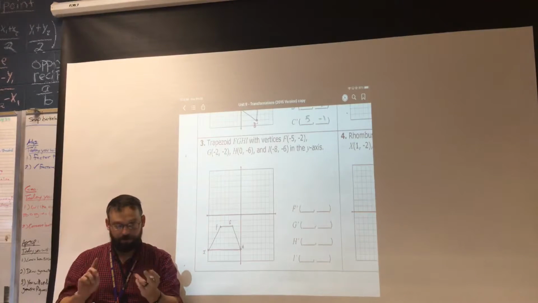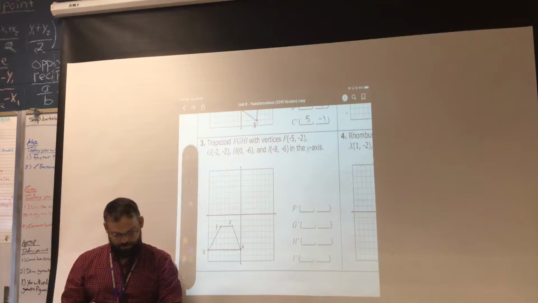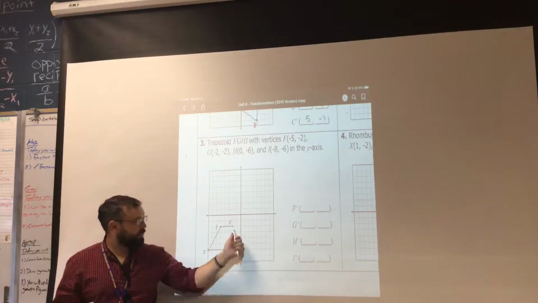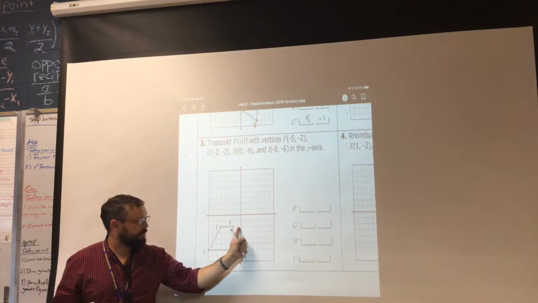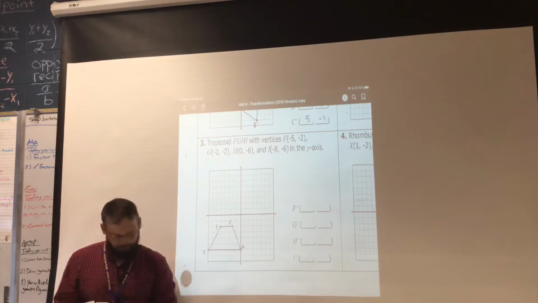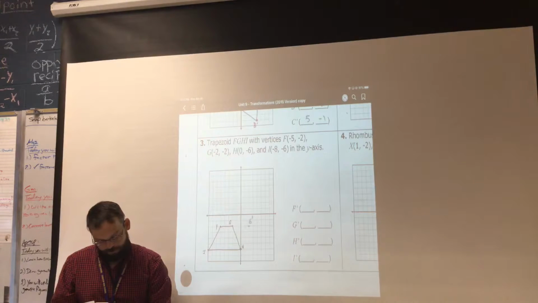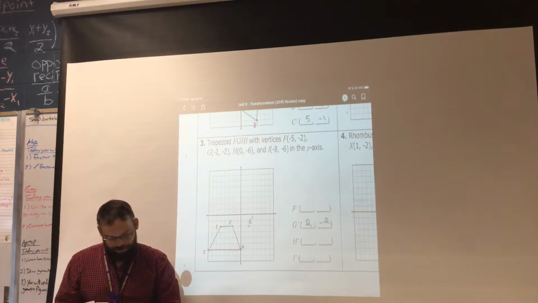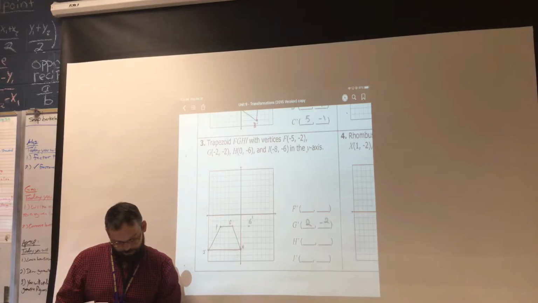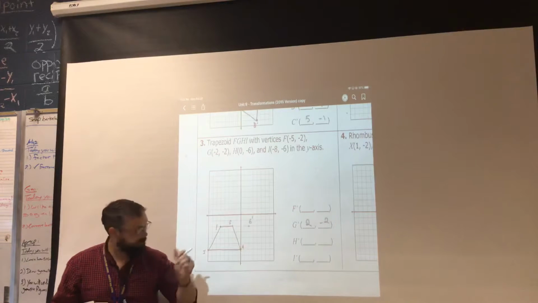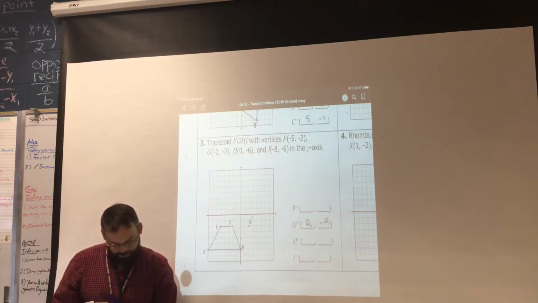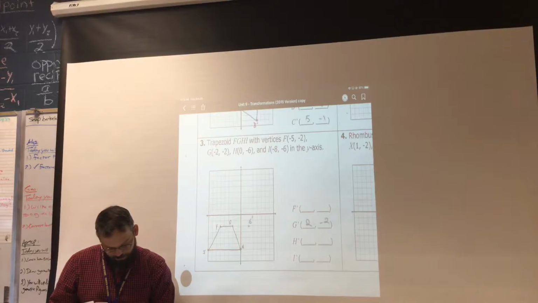So I'm comparing them all to the y-axis now. So do blue. So from G, it's 2 units this way, so that means it's going to go 2 units this way. So that's going to be my G prime, which is (2, -2). My F is 5 this way, so that's going to be 5 this way. So 1, 2, 3, 4, 5. That's F prime.